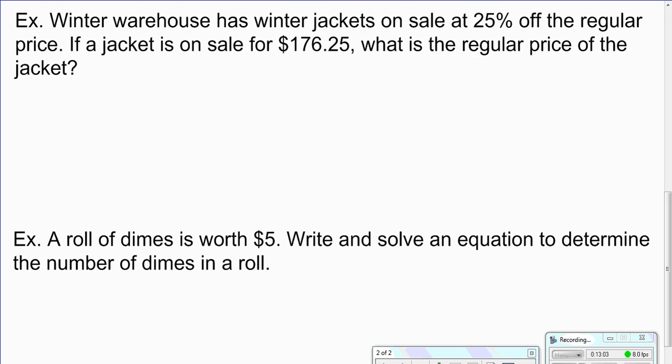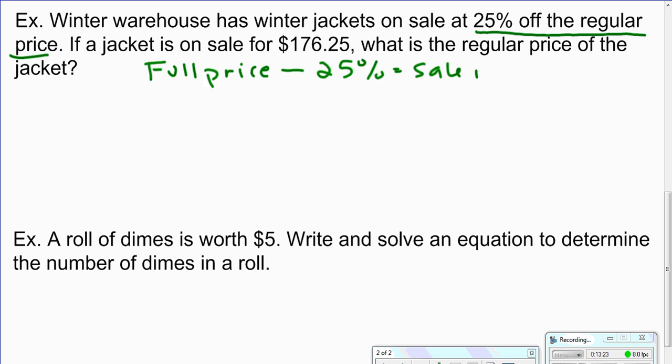Okay, 2 written questions. I'm going to help you with these, and then you'll have some practice questions you need to try. So first one says, Winter Warehouse has winter jackets on sale for 25% off the regular price. So that means you have full price, and you're taking off 25% to get the sale. Okay? If a jacket is on sale for $176.25, what was the regular price, or the full price?